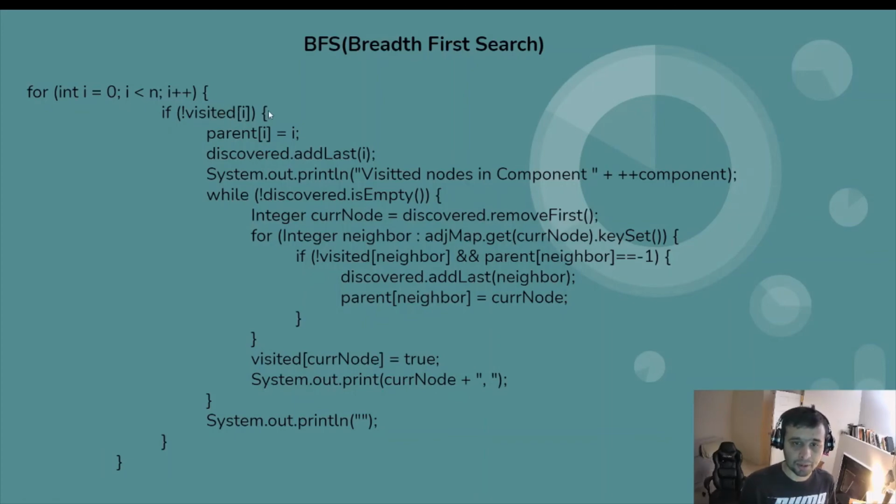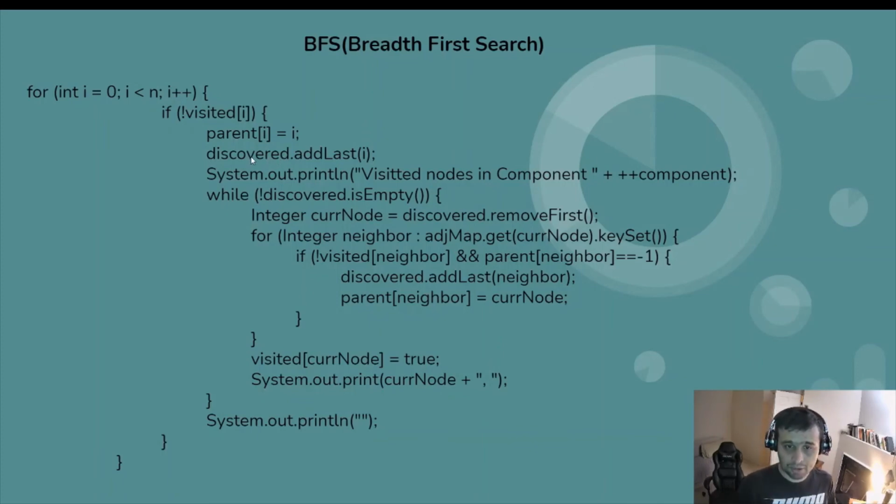If it is visited, then it will skip the whole logic, increment I and go to the next vertex. But if that particular vertex is not visited, then it will go in and we will treat that as a starting point, the start vertex. It is its own parent, hence I am setting the parent of I equal to I, and then we will push it from the back into the discovered array or discovered queue.